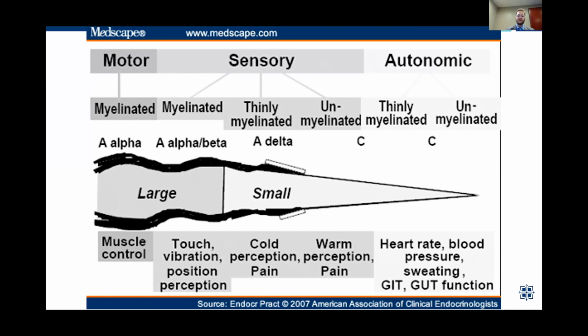Then the thinly myelinated and unmyelinated sensory axons, the A delta and C, which are often open-ended or free nerve endings. And then your thinly myelinated and unmyelinated C fibers, which are mainly autonomic, which involve multiple things: heart rate, blood pressure, sweating, GI function, and other things. And I would emphasize over on the right side, these can be very, very important to identifying patients with amyloidosis-related neuropathy versus some of the other neuropathies.